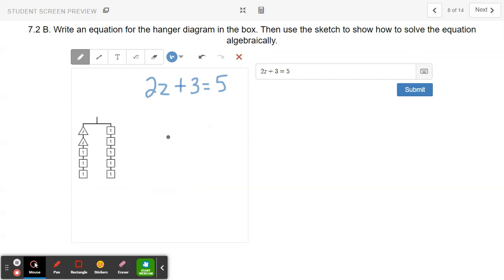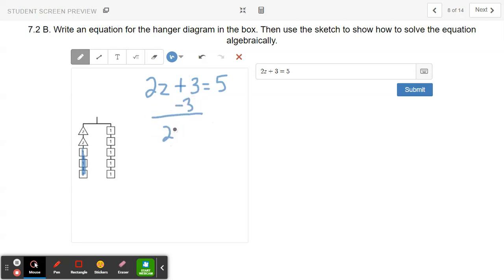On this one, what can we do first? Well, I'm noticing let's get rid of 3 from this side because we want to know what just this one z is, what one of those z's is. So if I take 3 off of this side, that's saying 2z plus 3, well, we're going to take away 3. So get rid of that.